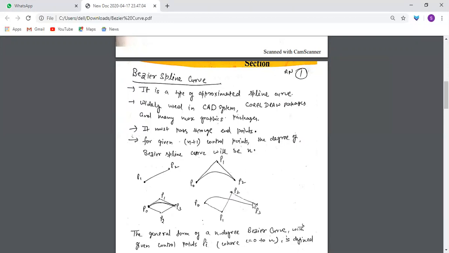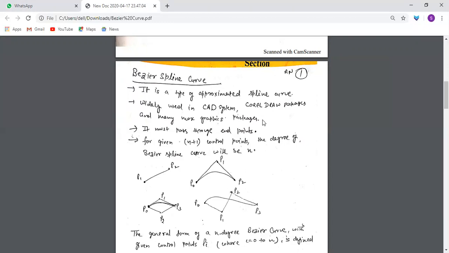So these are all examples of Bezier curve. Okay, so what have we understood so far? That Bezier curve is an approximated spline curve where it is mandatory that the end control points will always lie on the curve. Widely used in CAD systems, CorelDRAW packages, and many more graphics packages. It is a very important type of curve.